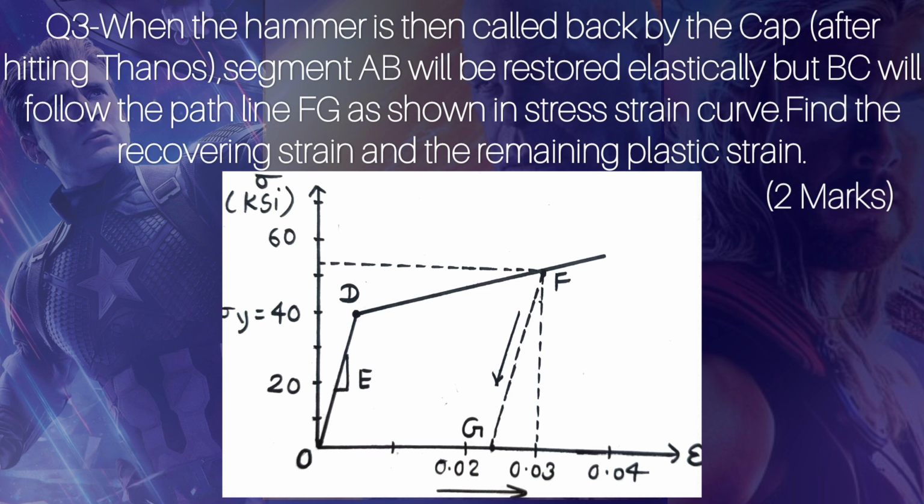This particular part of the question says, when the hammer is then called back by the captain after hitting Thanos, segment AB will be restored elastically, but segment BC will follow the path line FG, as you can see in the stress versus strain graph. Find the recovering strain and the remaining plastic strain. This part carries the remaining 2 marks. So here I go with the solution.